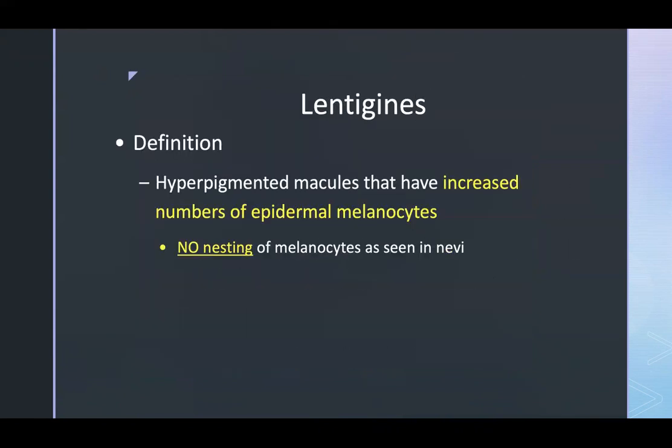So lentigines, by definition, are hyperpigmented macules that have an increased number of epidermal melanocytes, but no nesting of melanocytes as you would see in a nevus. So again, it's in between a nevus and an ephelis. You have a lentigo that has that increased number of melanocytes and increased pigmentation because of that, but no nesting of the melanocytes.